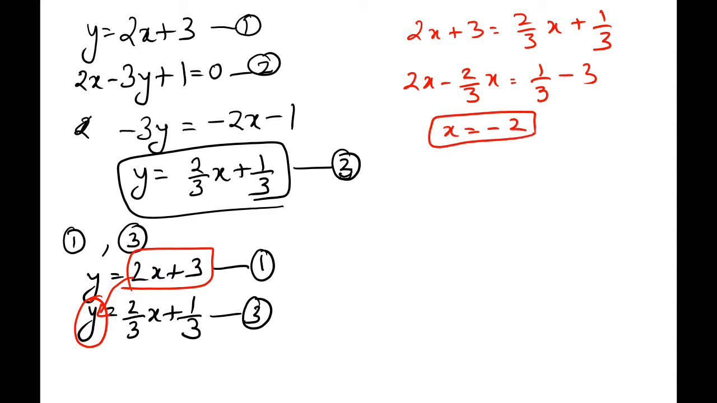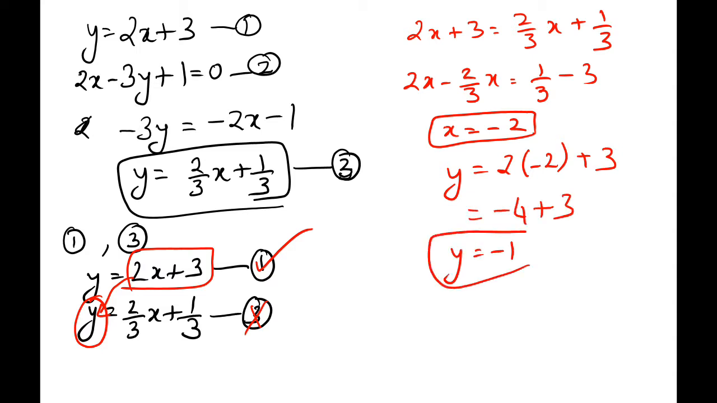And again, choose one of the equations. Obviously you won't choose 3 because it's more complicated with fractions. It's easier to choose number 1. So y equal to 2x plus 3, and I'm substituting the value of x as -2 in this. Therefore I get the same value of y. So y equal to -1 is the answer here. Therefore either way you can solve this type of simultaneous equation, where one is in the form of mx plus c and the other is in the form of ax plus by plus c equal to 0.